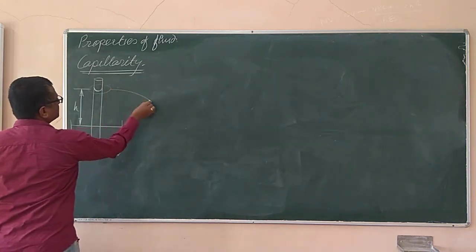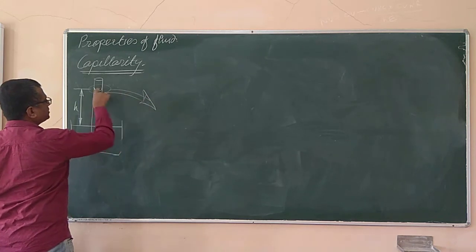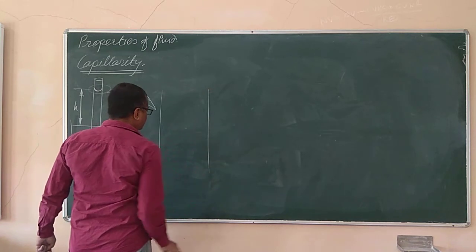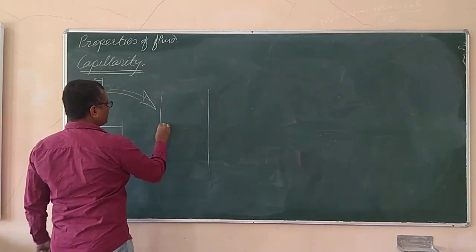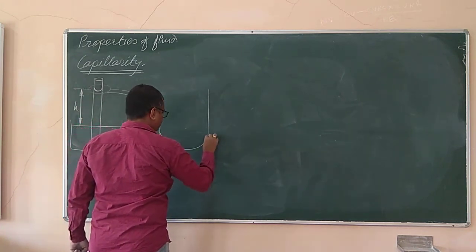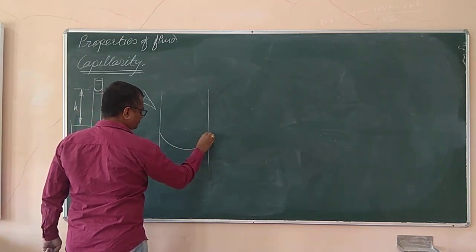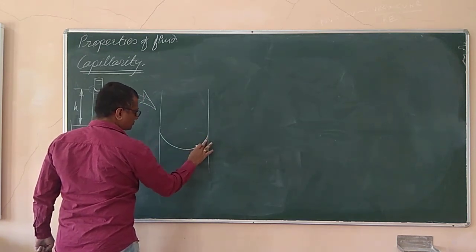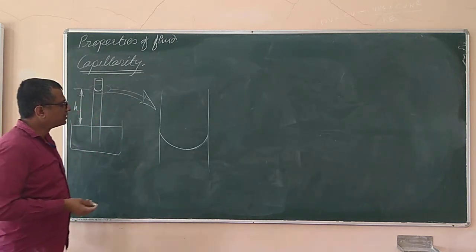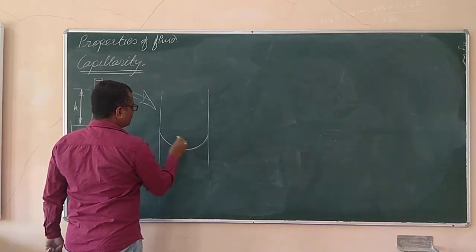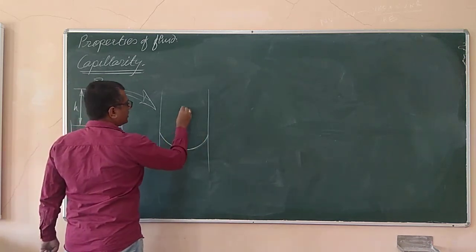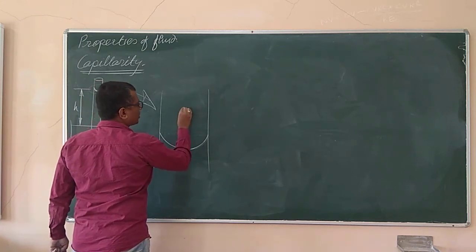So if I show this part as an enlarged view of this region, it will be something like this. Say this is the capillary tube, and the rise of liquid level inside it will be something like this. This will be the curvature. The radius of this capillary tube is small r.